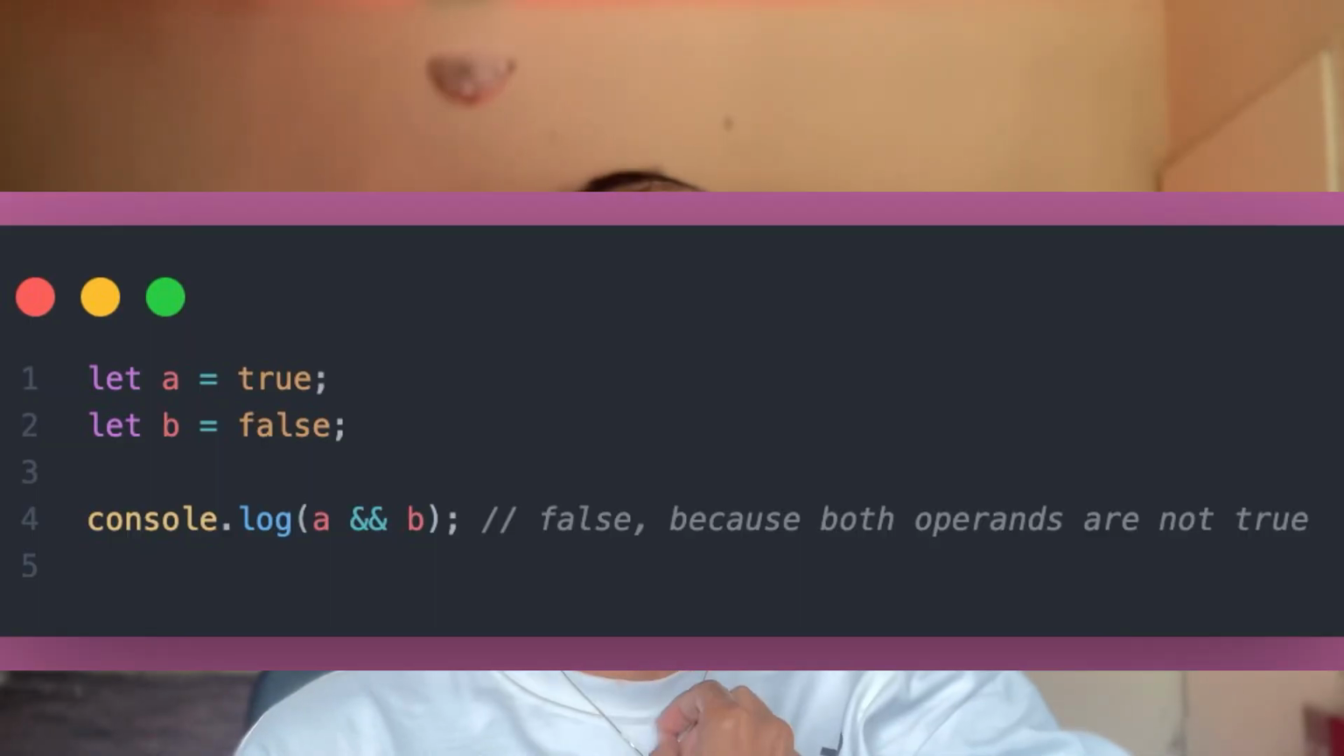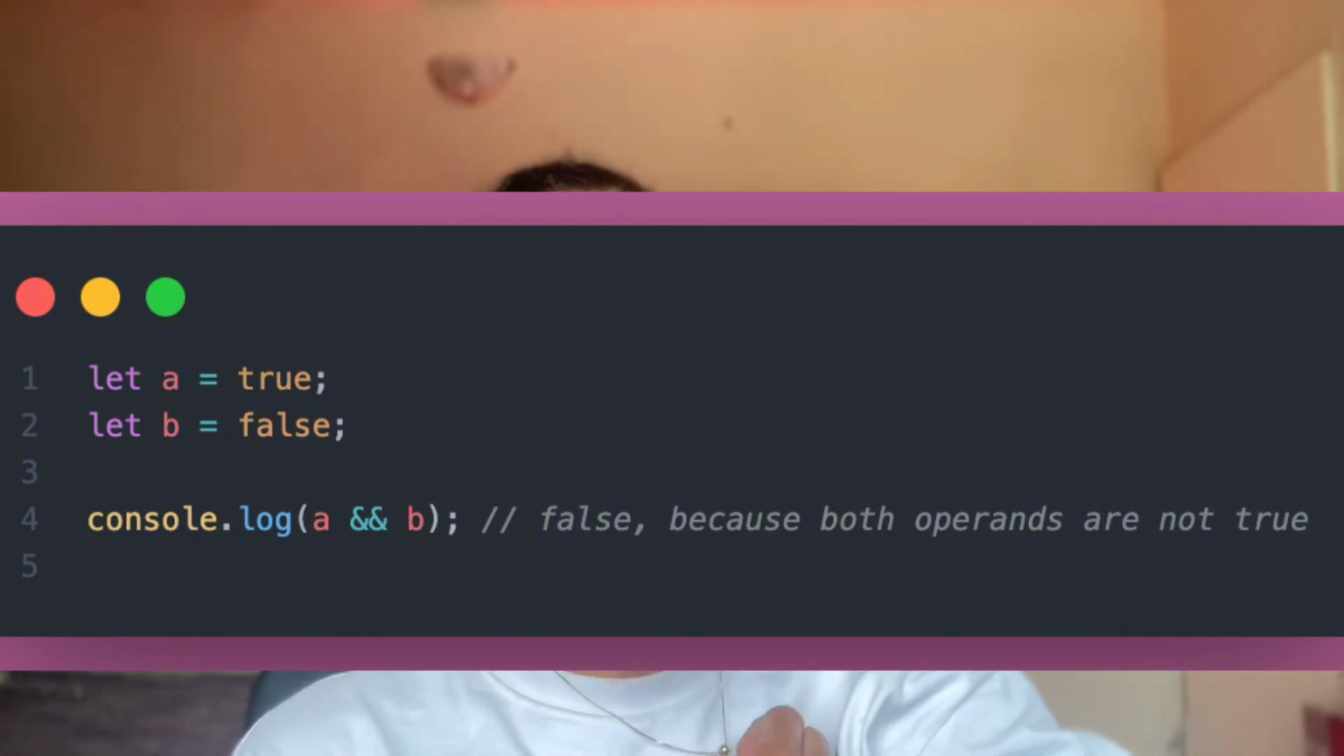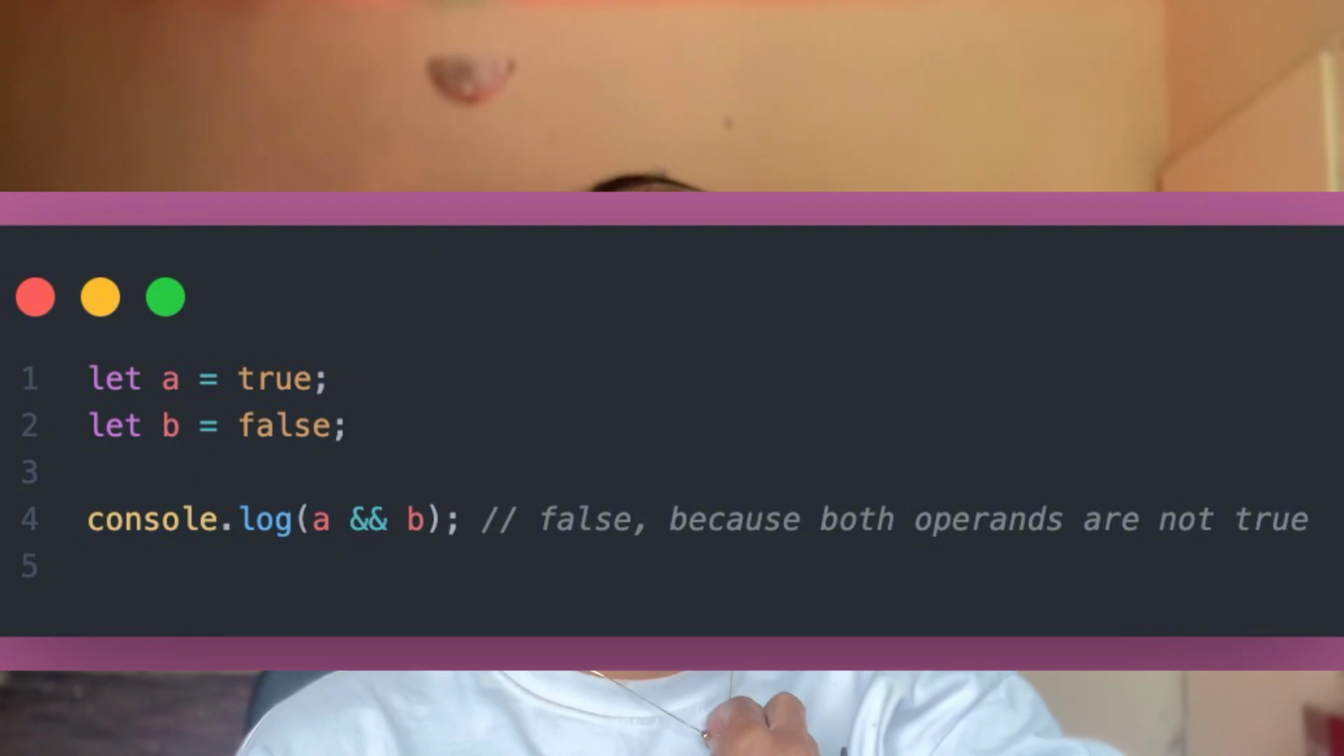The logical and returns true if both operands are true, otherwise it returns false. And so if we have a equals to true and b equals to false, if you console.log a and b, you will have false because both operands are not true.